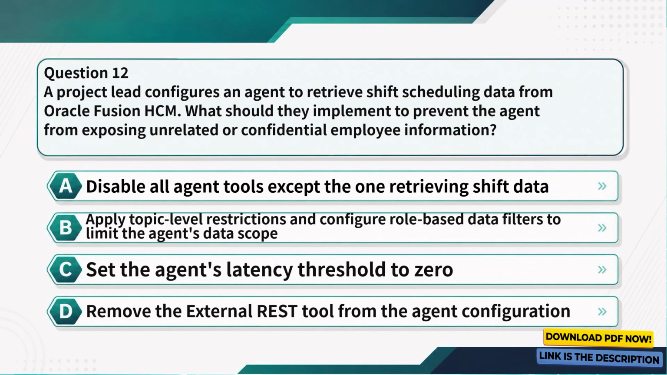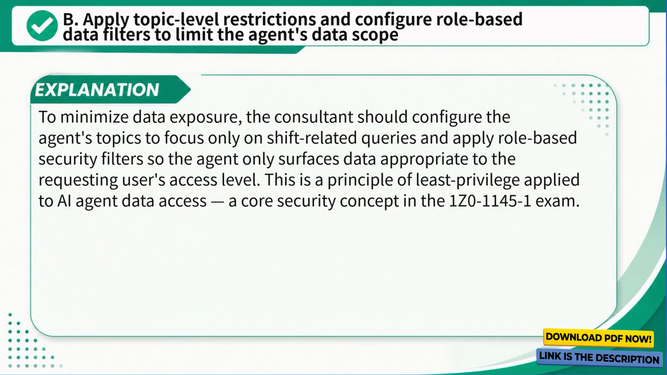C. Set the agent's latency threshold to 0. D. Remove the external REST tool from the agent configuration. Correct answer. B. Apply topic-level restrictions and configure role-based data filters to limit the agent's data scope.